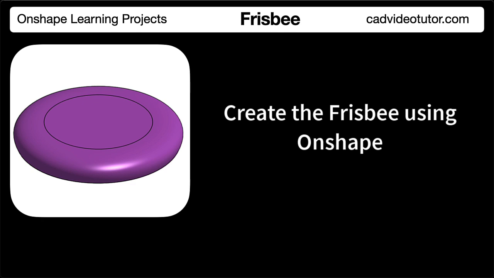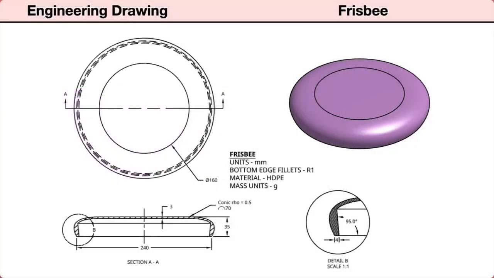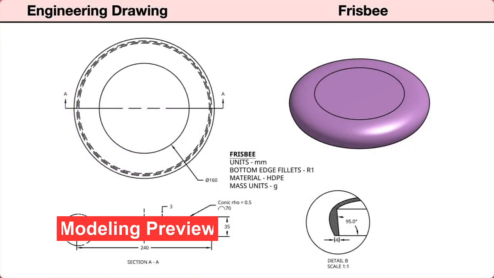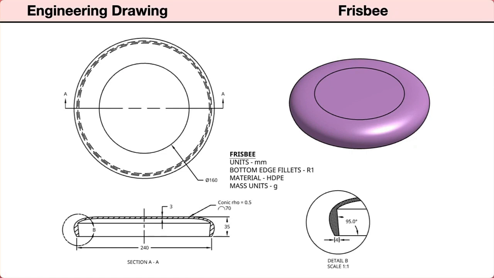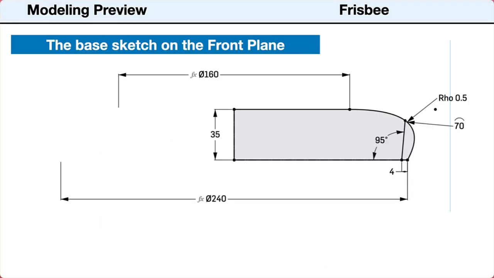Before we model the part in Onshape, let's preview the steps in the modeling process. First, from the drawing, we will identify the profile we will use for the base sketch. Because this part is circular and symmetrical, we can use half of this front section profile as our base sketch. We will place this on the front sketch plane, with the origin at the center.